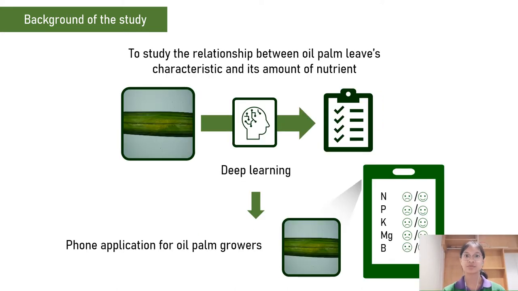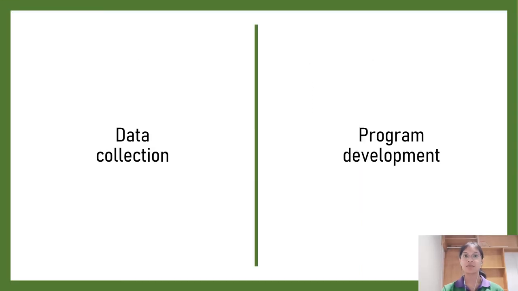So, the aim of this project is to study the relationship between the characteristics of oil palm leaves and their amount of nutrients by using deep learning to classify which nutrients are deficient. This can be further developed into a phone application to help oil palm growers take care of their oil palm. For the methodology, it consists of two parts, data collection and program development.